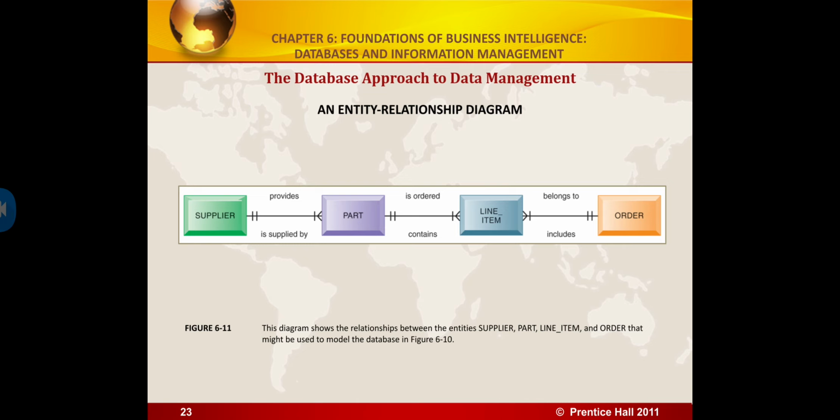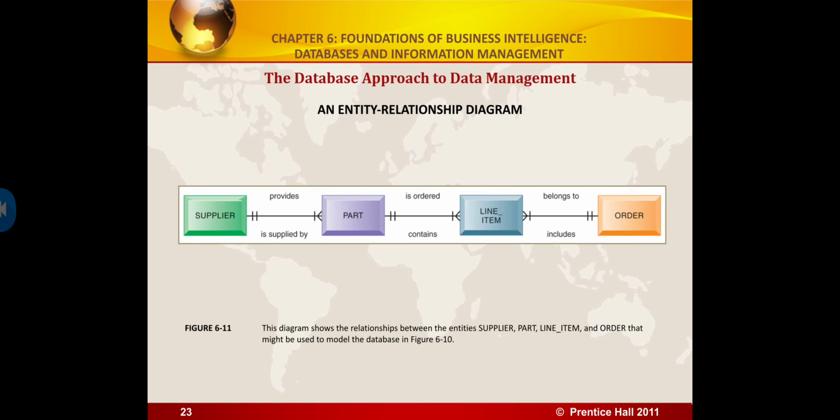A line connecting two entities that ends in two short marks designates a one-to-one relationship. So, when there are two short marks, that indicates a one-to-one relationship. A line connecting two entities that ends with a crow's foot topped by a short mark indicates a one-to-many relationship.